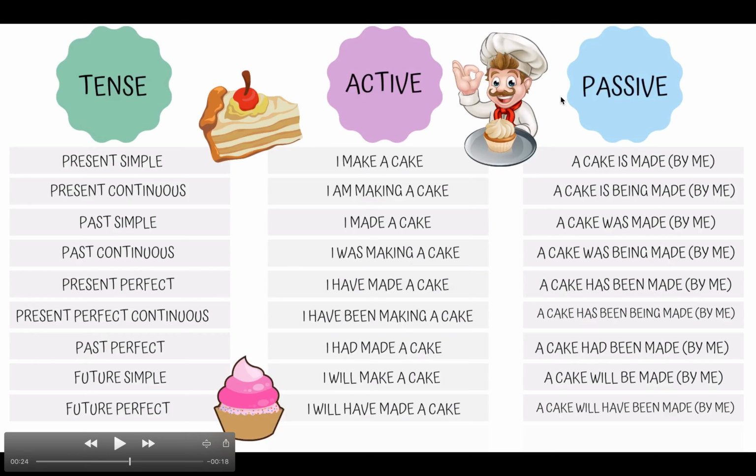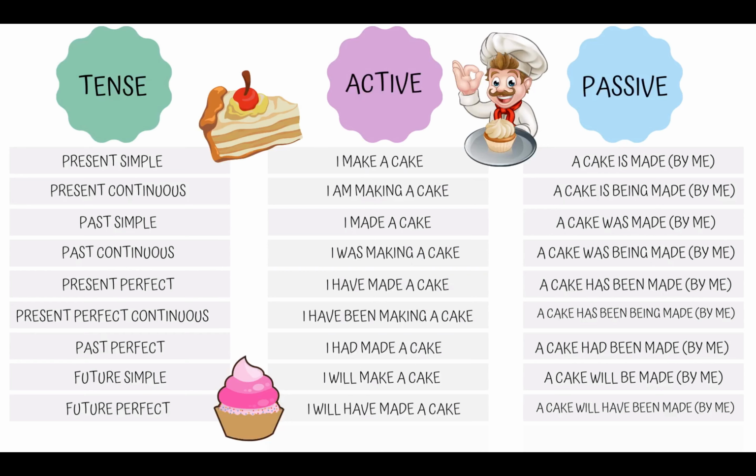So the same idea as always, okay? Present simple sentence in an active, well, we need our subject, which is I. Make, okay, which is going to be our verb for today. So make is the present simple, and our object, which is a cake, okay? So I make a cake.